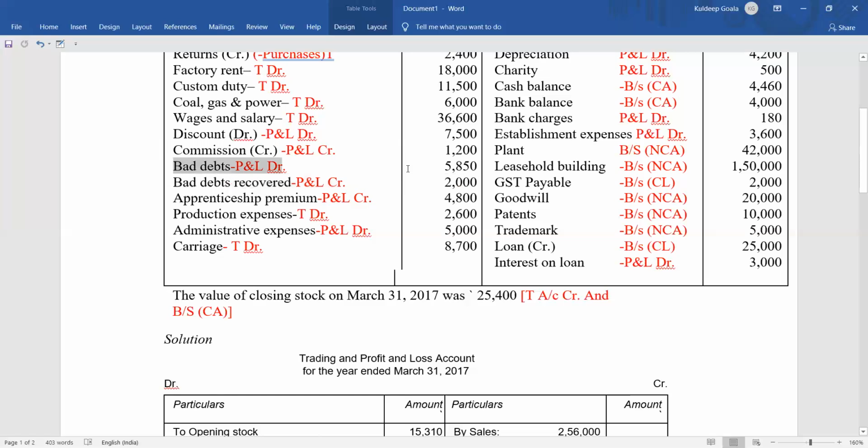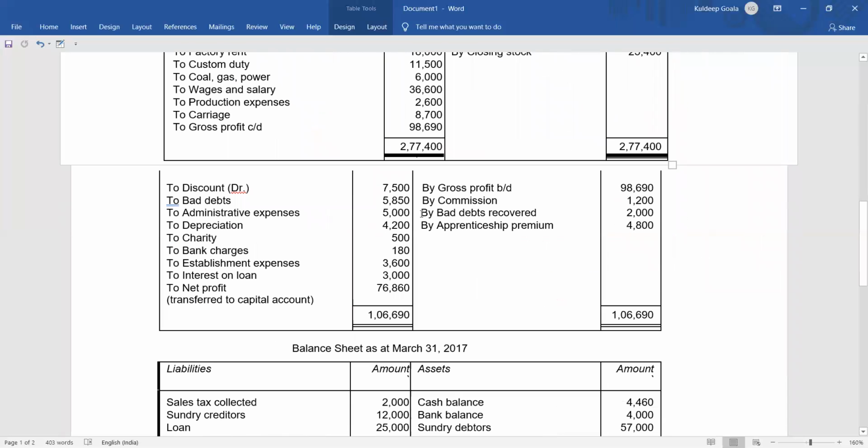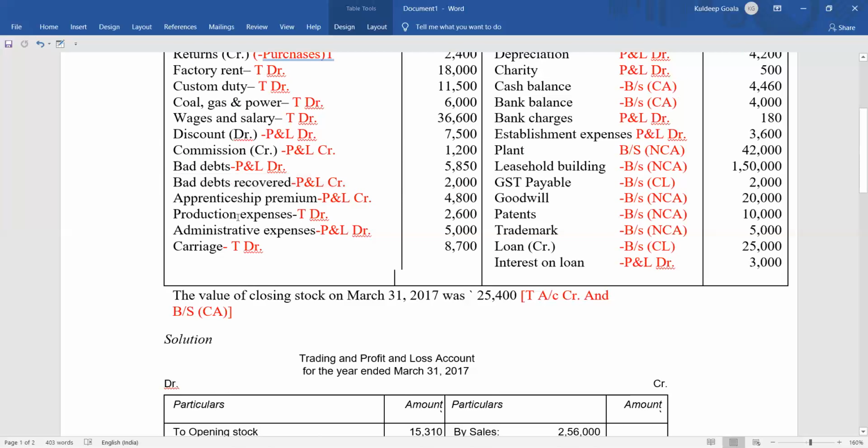So before that, bad debt we have already put in the debit side, isn't it? So bad debt recovered is a profit. So it will come in the profit and loss credit side like this. By bad debt recovered 2,000. Clear? Then let's see what is the next item.